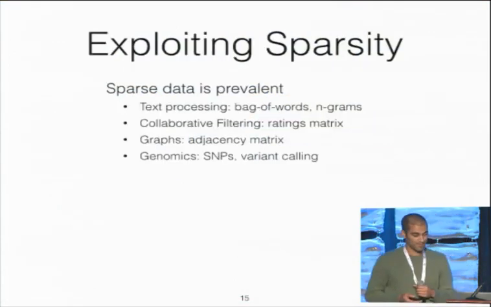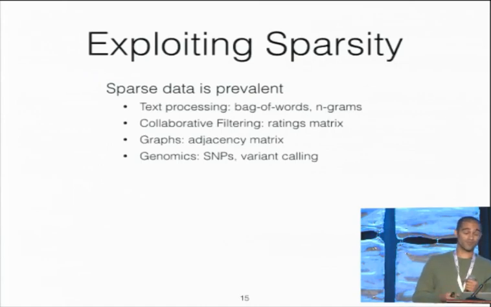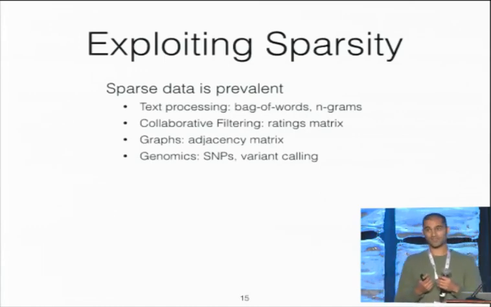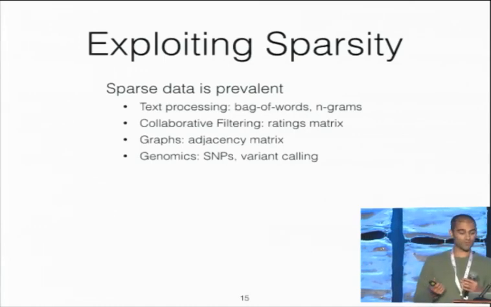Another really important aspect of the new release of MLlib is the ability to exploit sparsity. In machine learning, sparse features are super common. I just listed 4 examples here, but you could list another 40. Text processing is very common. You represent text with bags of words or n-grams. In collaborative filtering, the main object is a sparse ratings matrix.